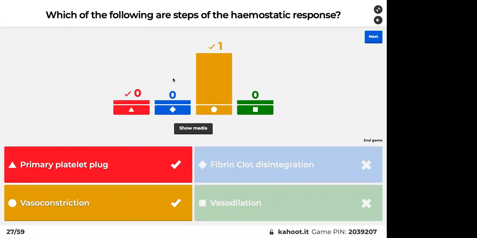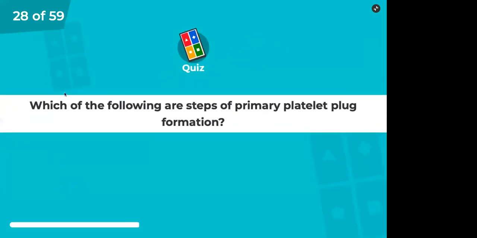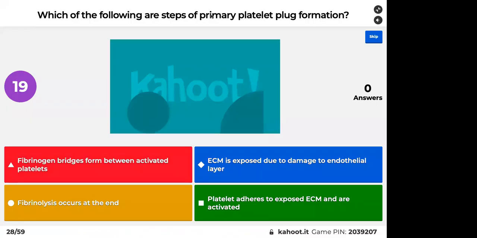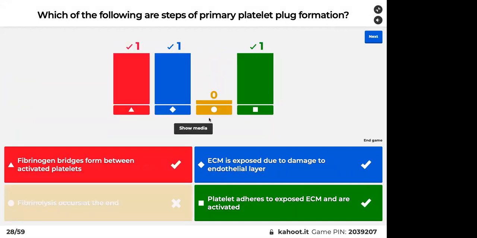Yep, so this is my bit. Platelet plug is definitely one of them. Vasoconstriction as well. And instead of disintegration, it's actually formation, and vasodilation is not there. So there are 3 steps. Okay, which of the following are steps for primary platelet plug formation? Yeah, wonderful. So fibrinolysis does not occur at this point, but everything else listed here does happen.